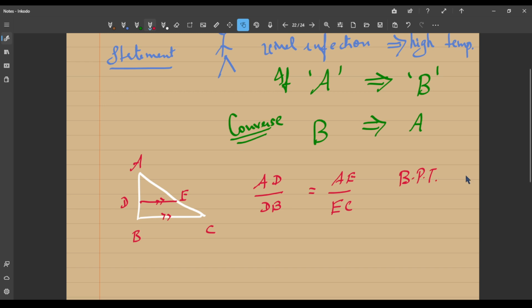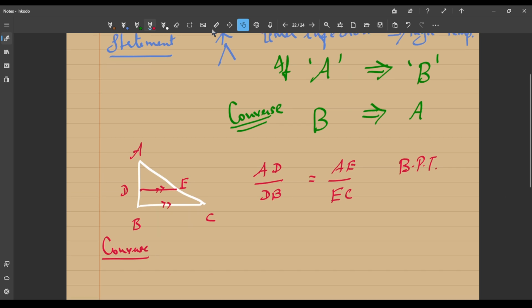Now, in this video, we are going to do the converse. We are going to see whether the converse of this theorem holds true. So, what is the converse of this theorem? Suppose this was not parallel. Let me erase this sign. Suppose these two were not parallel to one another.